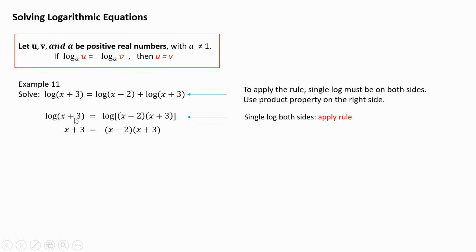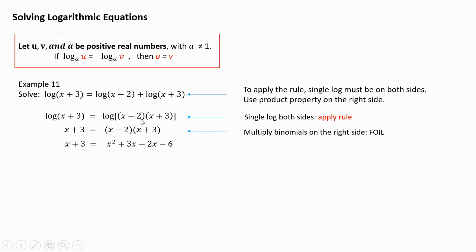The rule states that when you have logs with the same base on both sides, then x plus 3 must equal x minus 2 times x plus 3. Here we have to multiply the binomials, which is called FOIL. The FOIL method works like this: you multiply the first times the first, so x times x equals x squared.